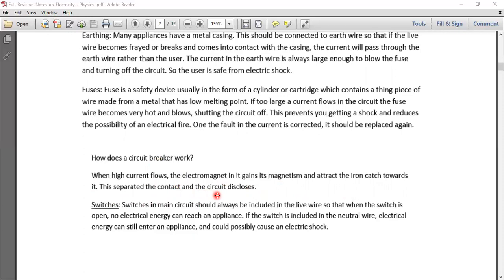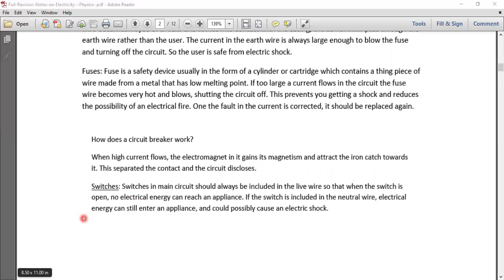So the iron that is connected with the circuit gets attracted to the magnet, and it loses contact with the circuit, and this breaks the circuit apart, or makes the circuit incomplete. So the device is safe from getting any electrical damage.